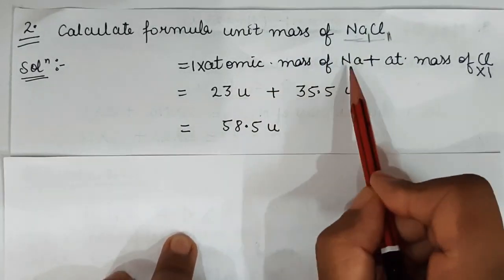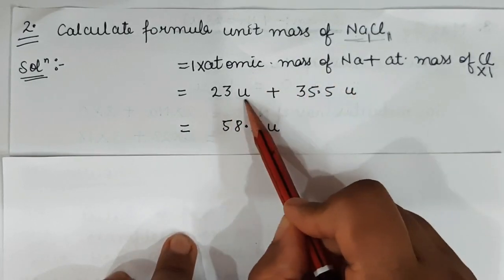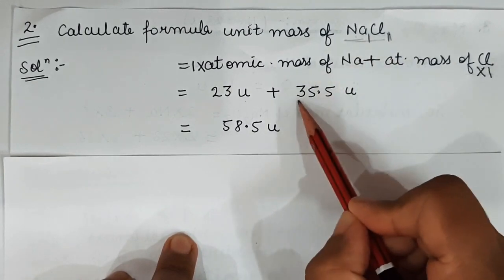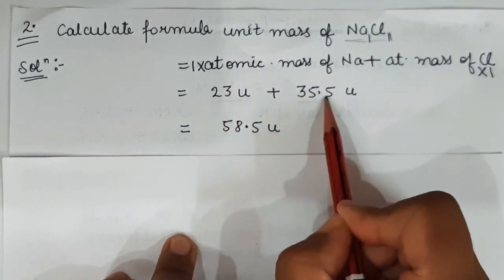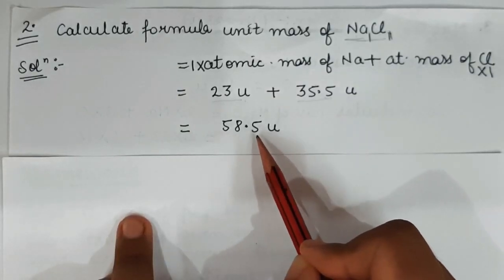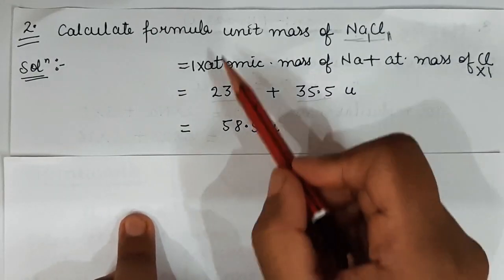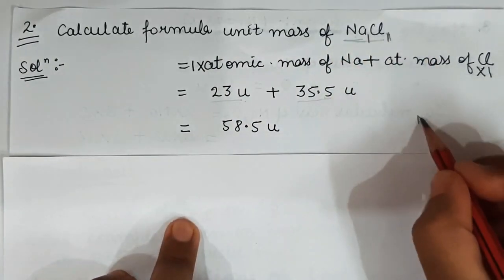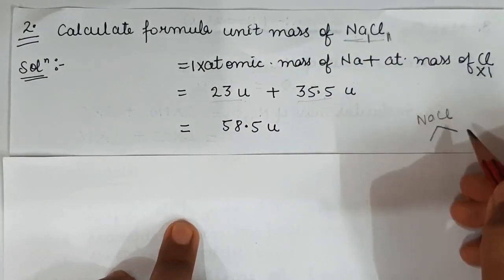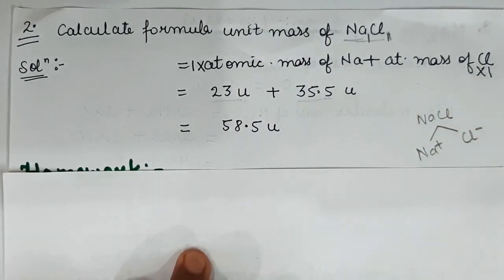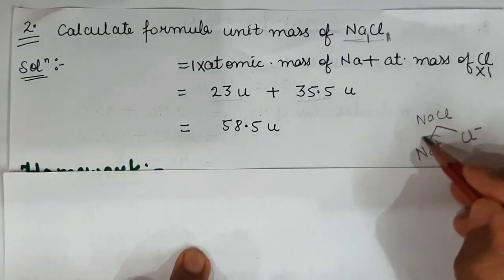So what is atomic mass of sodium? It is 23 U. And what is atomic mass of chlorine? It is 35.5 U. So just add these, you will get your answer. That is 58.5 U. That is the formula unit mass of NaCl. This NaCl contains two ions basically, that is Na positive and Cl negative. Okay, these are ions.